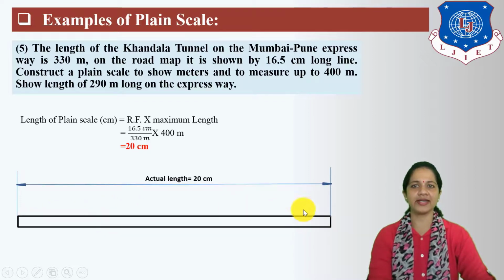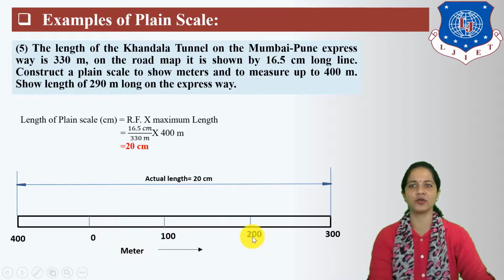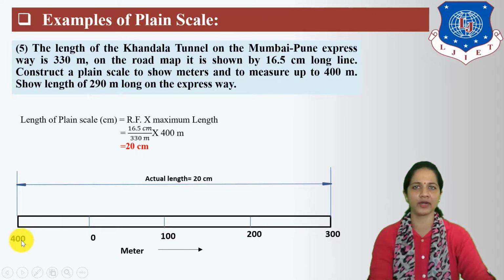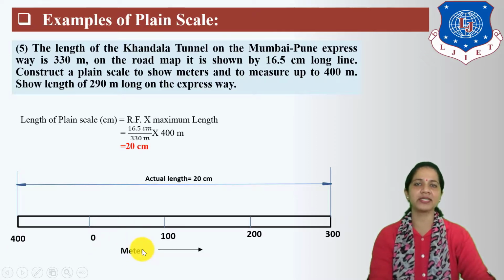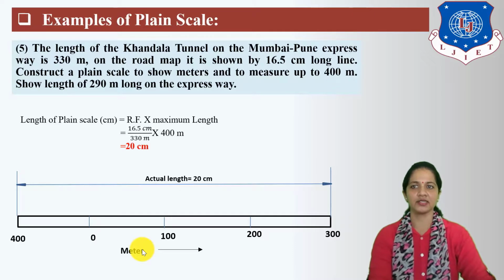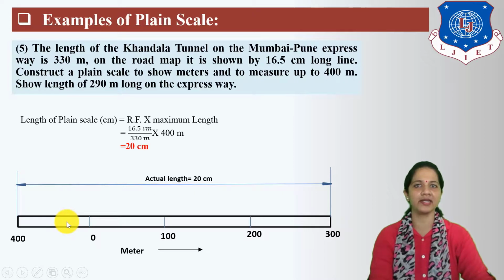Next, draw a 20 centimeter line which indicates maximum 400 meter. This 20 centimeter line is divided into equal 4 parts and mark here meter points as 0, 100, 200, 300 and 400 meter. Here the scale is only for single measuring unit. So main division and subdivision both indicate meter.